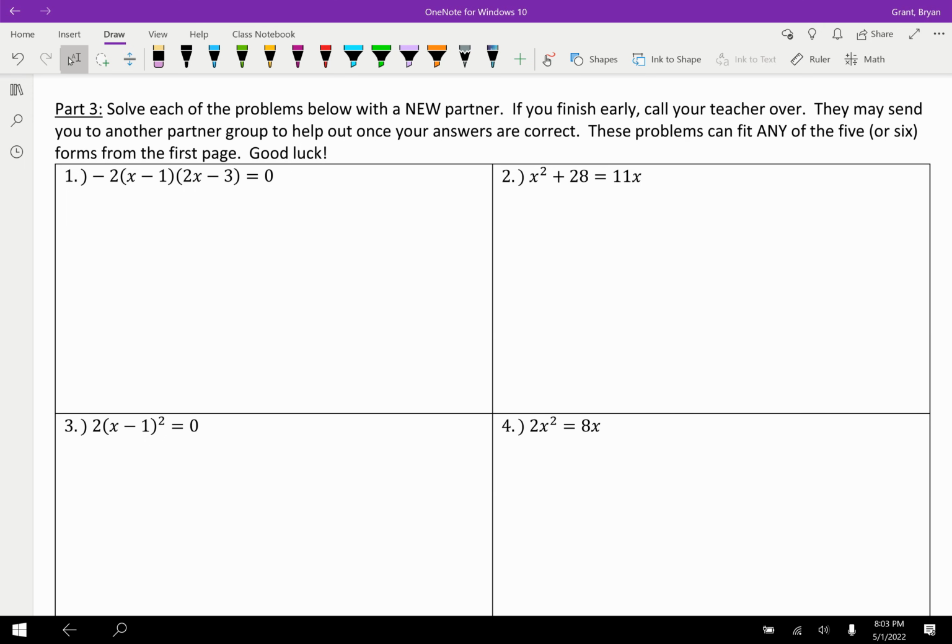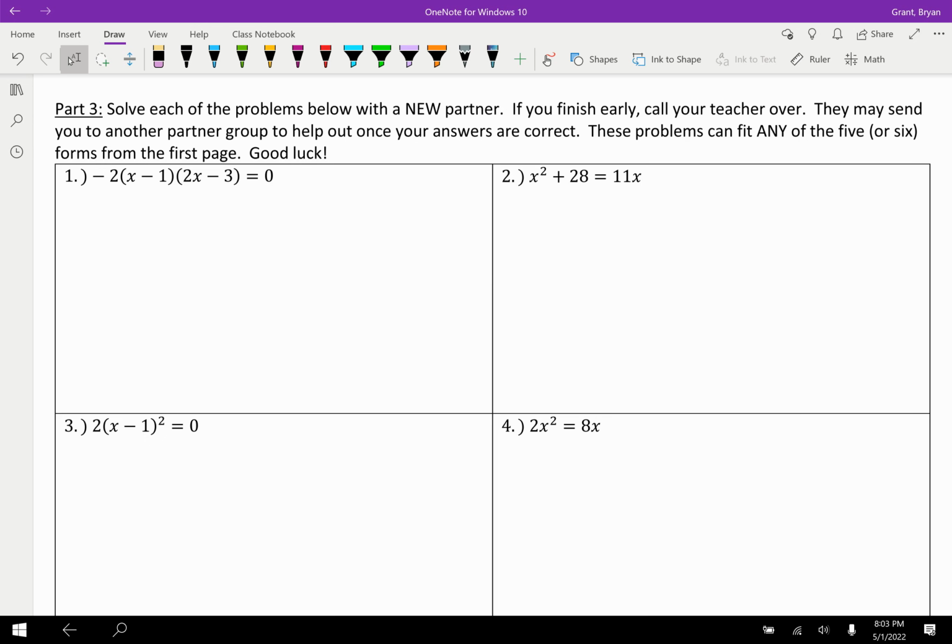Each of these problems fits one of the types of problems on the first page. However, I'm not going to tell you which one, so you're going to have to use all your different moves, your algebra moves and skills, to figure out how to get x by itself. So, without further ado, you guys should get started, and then come back together, and we'll see how you did. Ready, set, go.